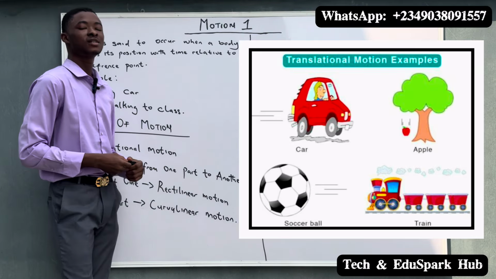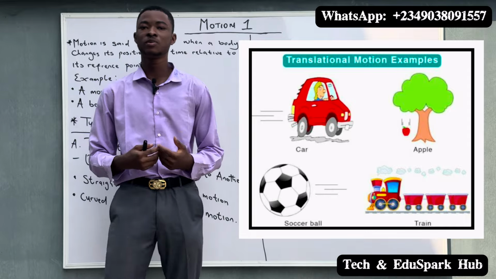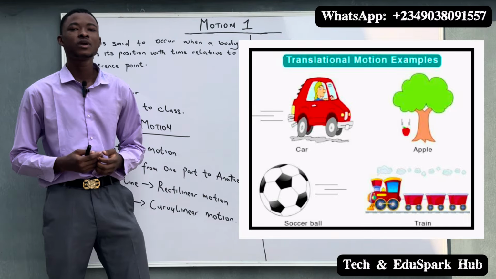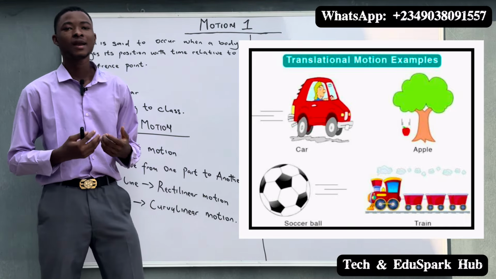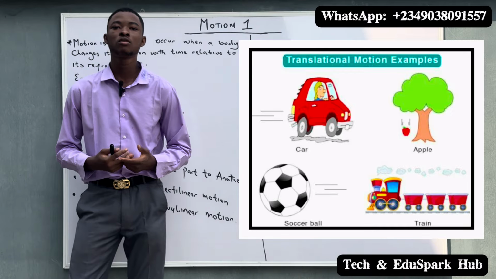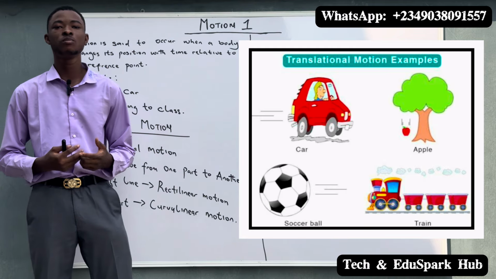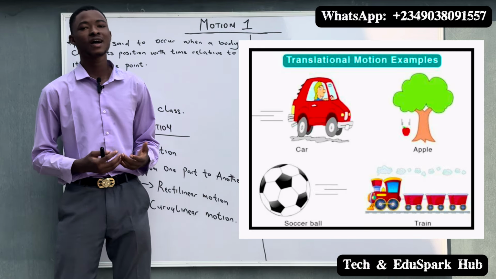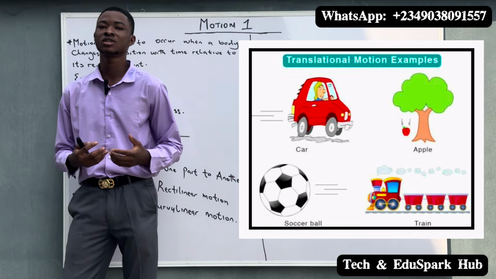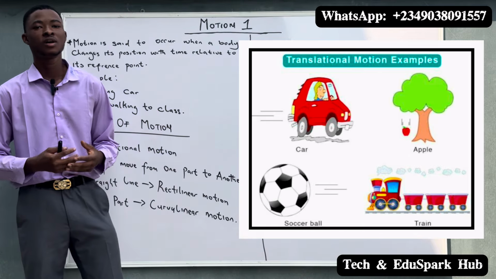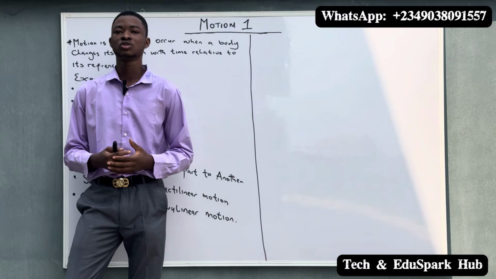You can see the examples of translational motion as displayed on the screen. We have a car moving, an apple falling from a tree, a ball moving in a straight line, and also a train moving in a straight line. So these are examples of translational motion. So let's move to the second type of motion.